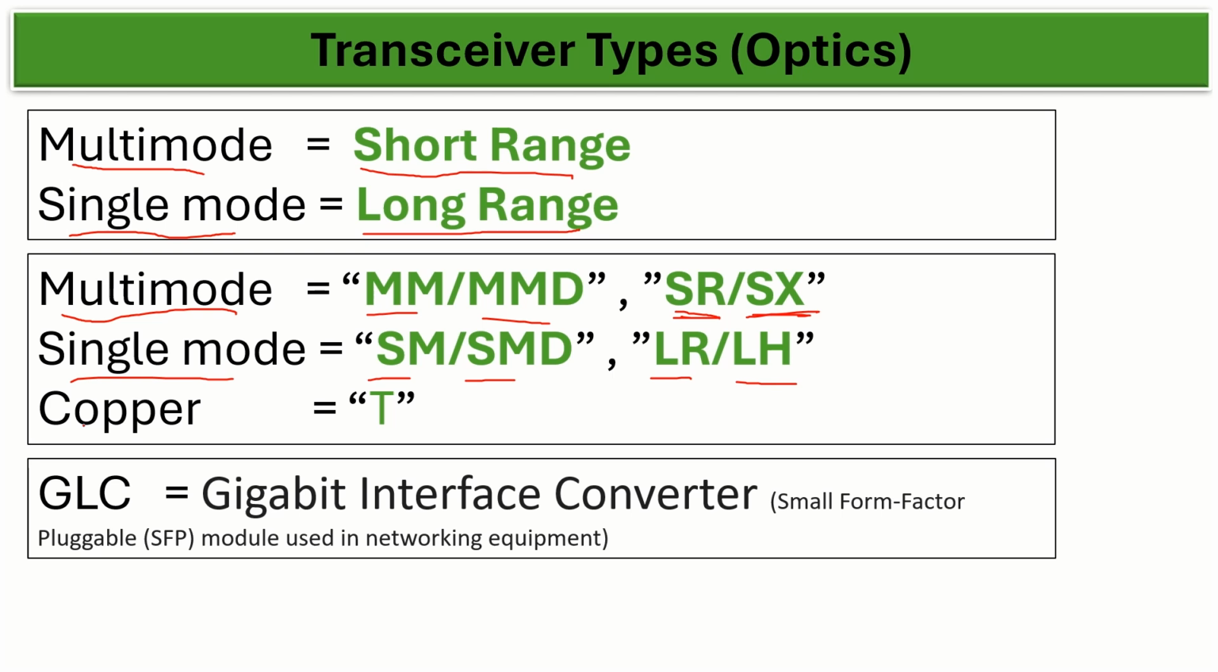When we talk about copper type of SFP or transceiver, T is the abbreviation embedded in that name, and it is easy for us to understand. It is the copper SFP. Now, what is GLC? GLC primarily means gigabit interface converter, and it's a small form factor SFP. Just to reiterate, SFP means small form factor module, which is used in network equipment.